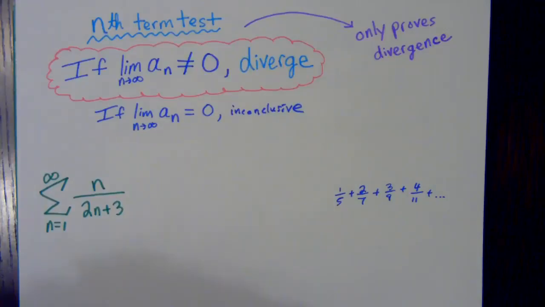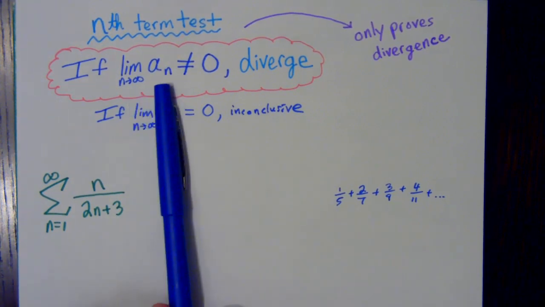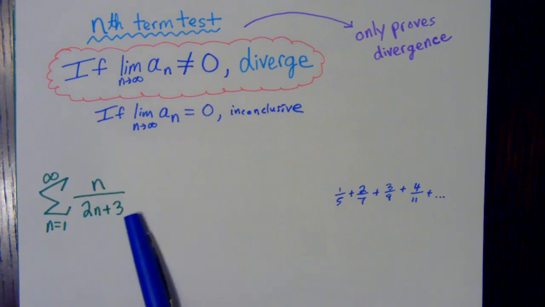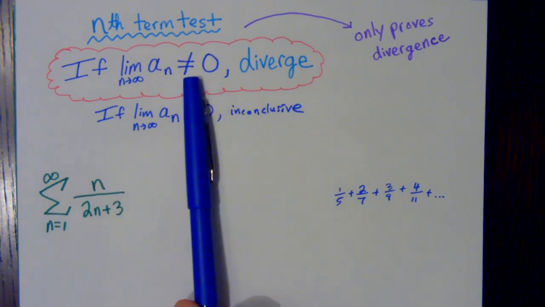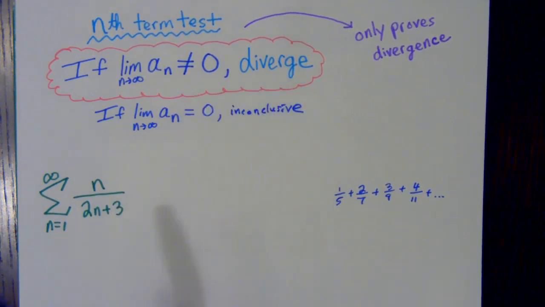This nth term test is one of the easiest tests that we're going to learn. Here's how it works. If you do the limit as n approaches infinity of a sub n, the nth term, which is the formula part of your series, and you get anything other than 0, that proves it diverges. That's it.